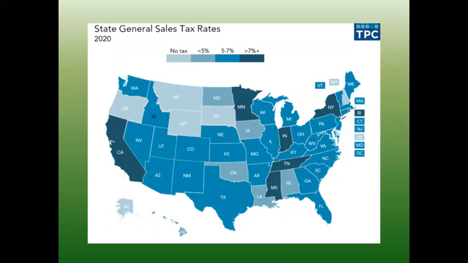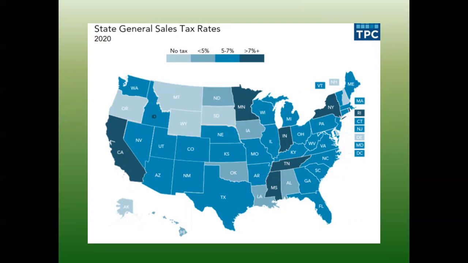The general sales taxes across the country. Here's a map. We do have the 5 states that do not have sales taxes. And if you look at this, there's a pretty broad range of sales taxes in the United States. California is the highest at 7.25%. There are 4 other states that have 7%. And then the lowest in the country is Colorado at 2.9% for their general sales tax.